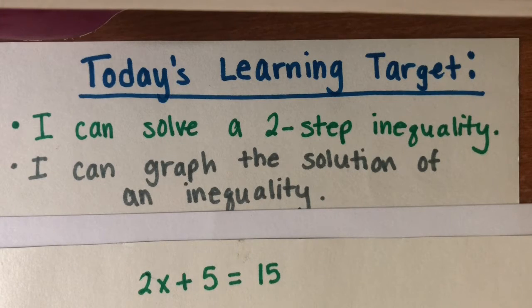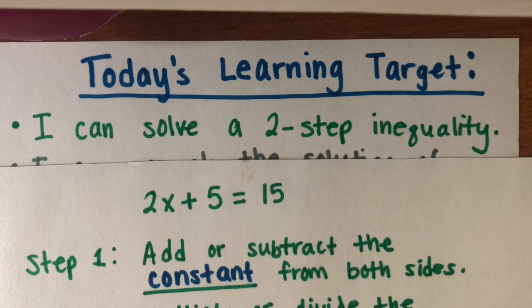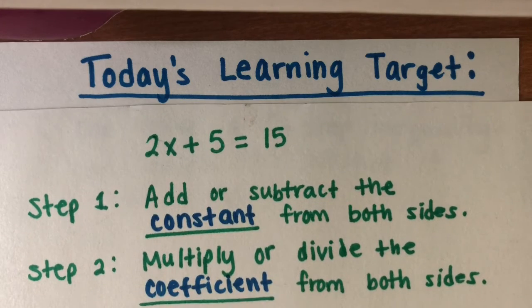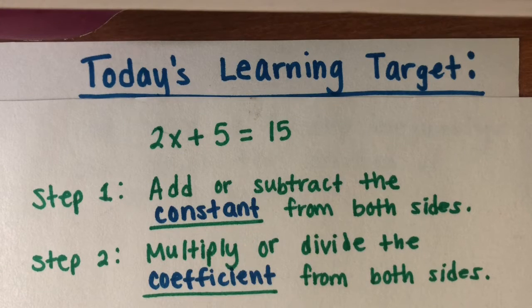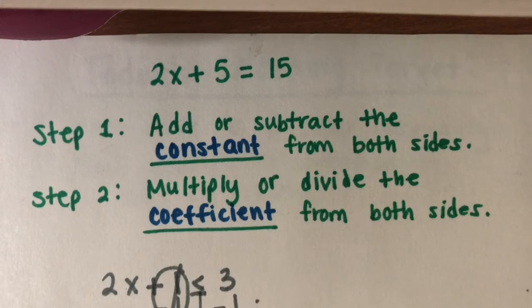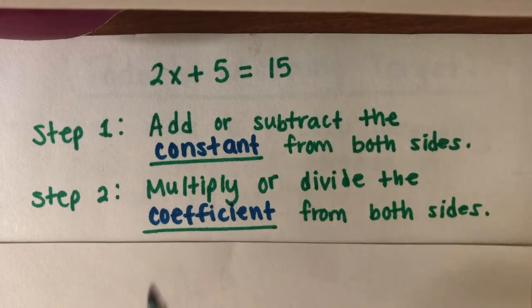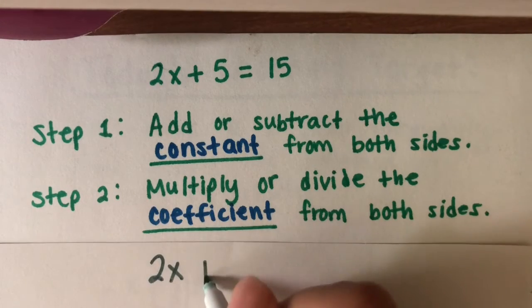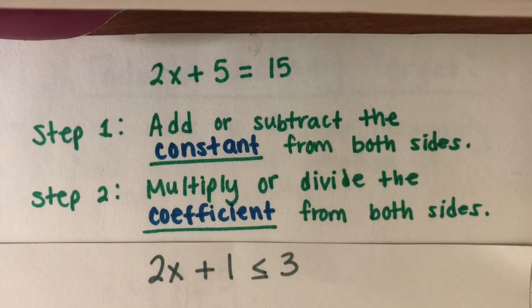So my first step that I need to follow is that I need to add or subtract the constant from both sides. And then my second step is to multiply or divide the coefficient from both sides. So those are the two steps we'll follow. Now we're just applying this to two-step inequalities. So let's say, for example, I have a two-step inequality that looks like this. I have 2x plus 1 is less than or equal to 3. So something really simple like that.